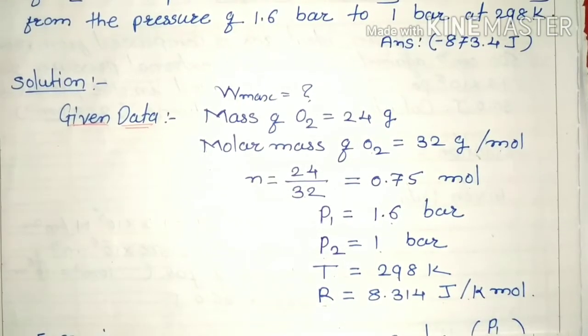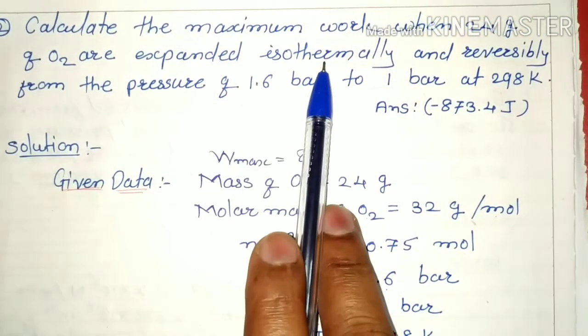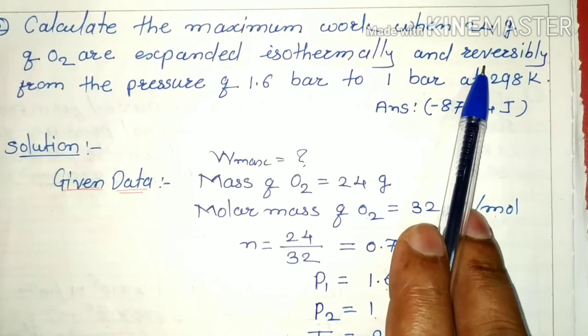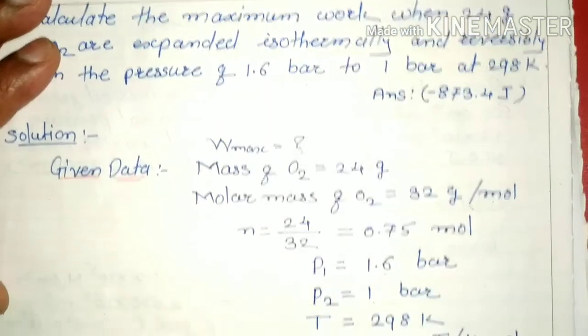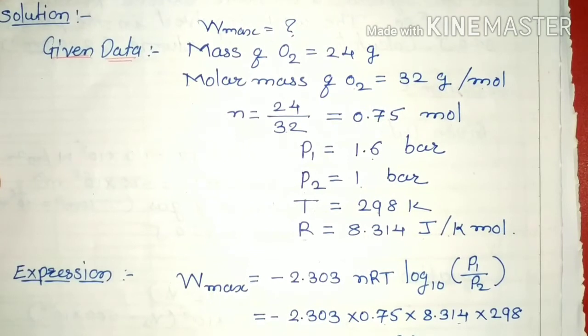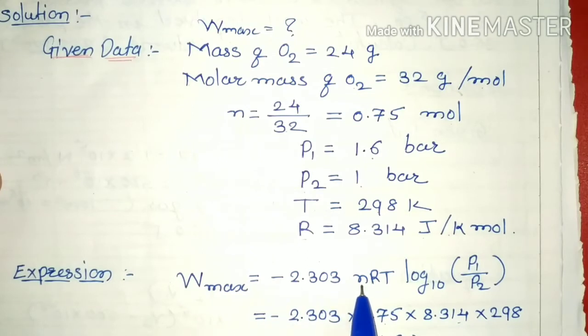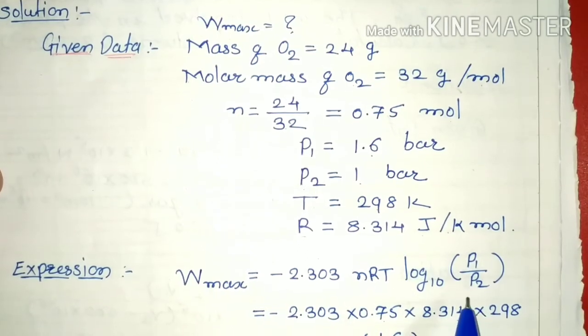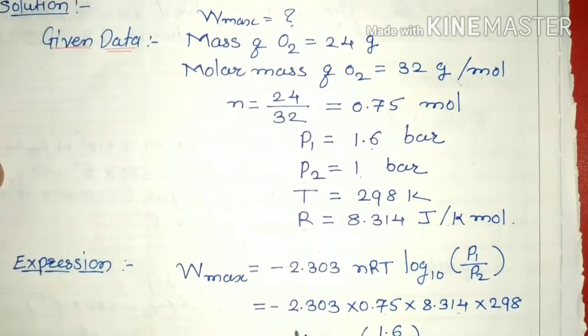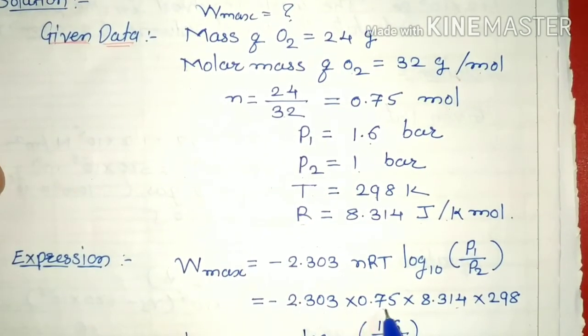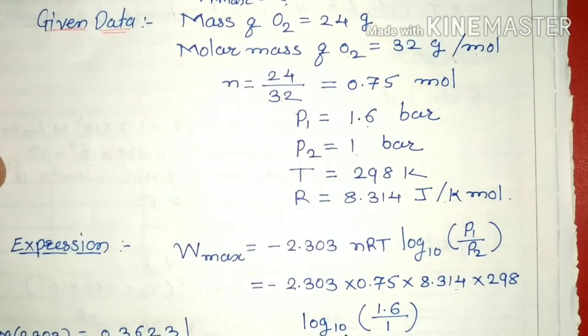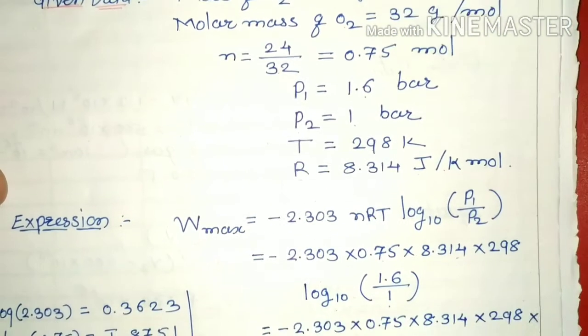Now the process of expansion is isothermal and reversible. So we have to use the expression for the maximum work. W max is equal to minus 2.303 nRT log to the base 10 of P1 upon P2. By putting the values, we get minus 2.303 into 0.75 into 8.314 into 298 into log to the base 10 of 1.6 divided by 1. So 1.6 divided by 1 means 1.6.